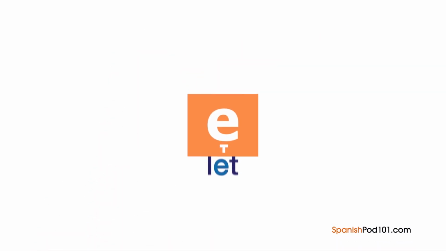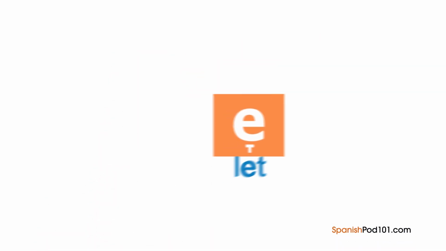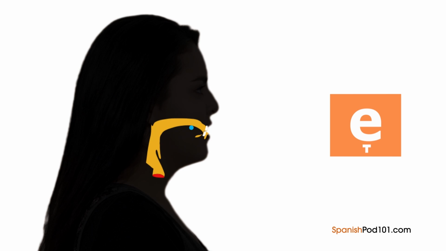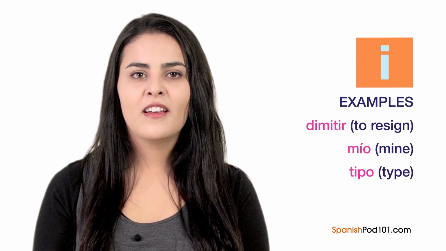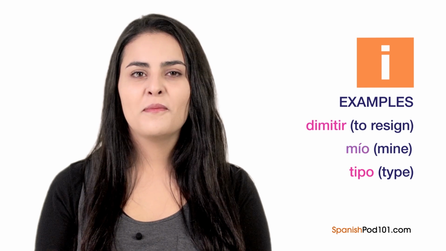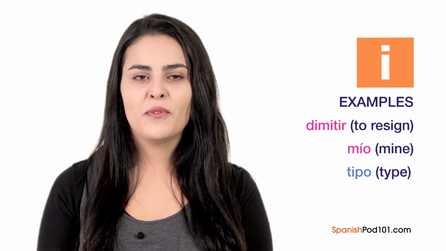This is similar to the E sound in the word let. E, E. The next vowel is I: dimitir, mío, tipo.